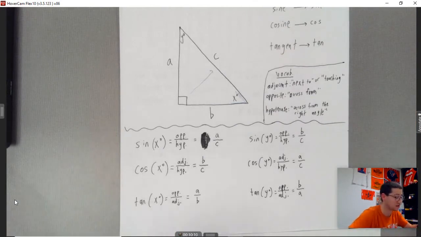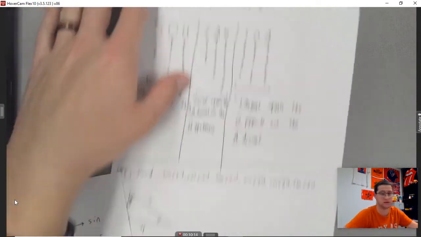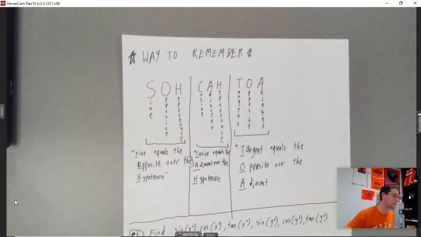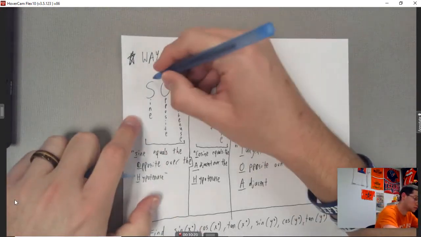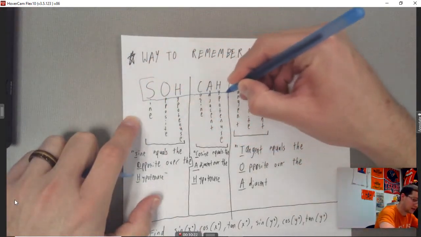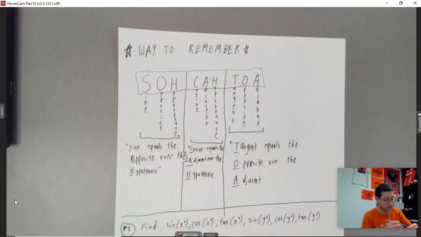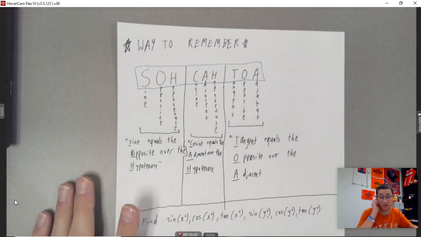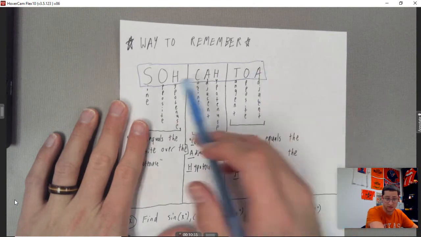All right, so that's an introduction to trigonometry. Let's go to the back. Let's look at this page. The way to remember this is right here: SOHCAHTOA. You'll hear me say that a million times. You have to know this. It is the most common way to remember the trig ratios. Now, you do have to remember how to spell it. Let me go ahead and say it: SOHCAHTOA, that's how we say it.